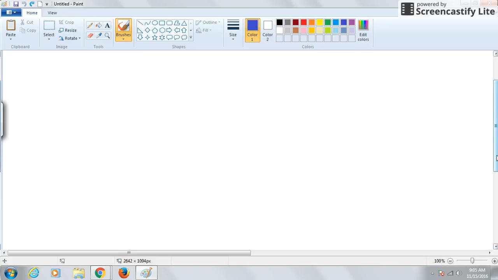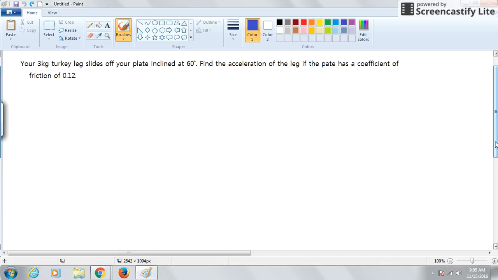All right, so your 3 kilogram turkey leg slides off your plate, incline at 60 degrees. Find the acceleration of the leg if the plate has a coefficient of friction of 0.12. All right, so first things first, we are going to change 0.12 to 0.1 to make our lives easier.